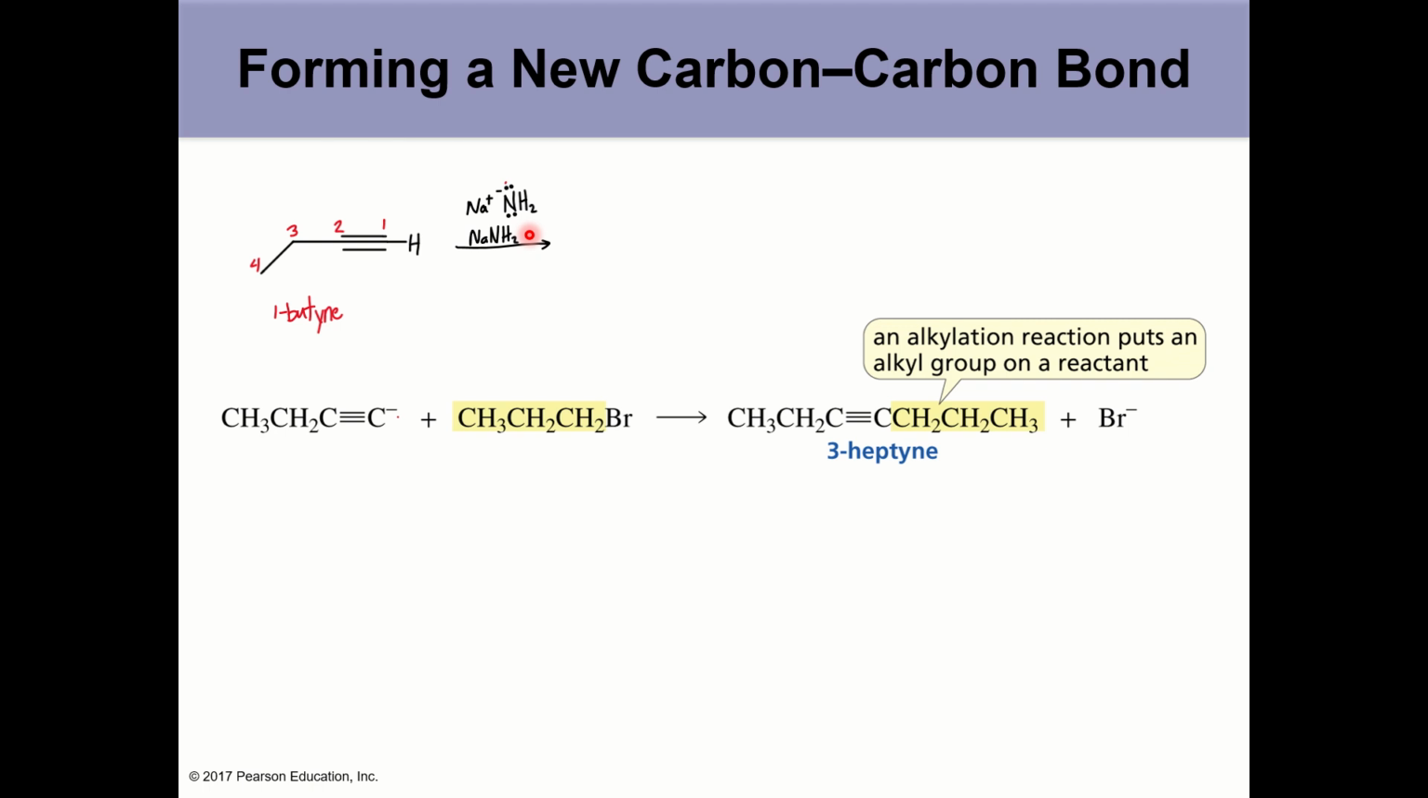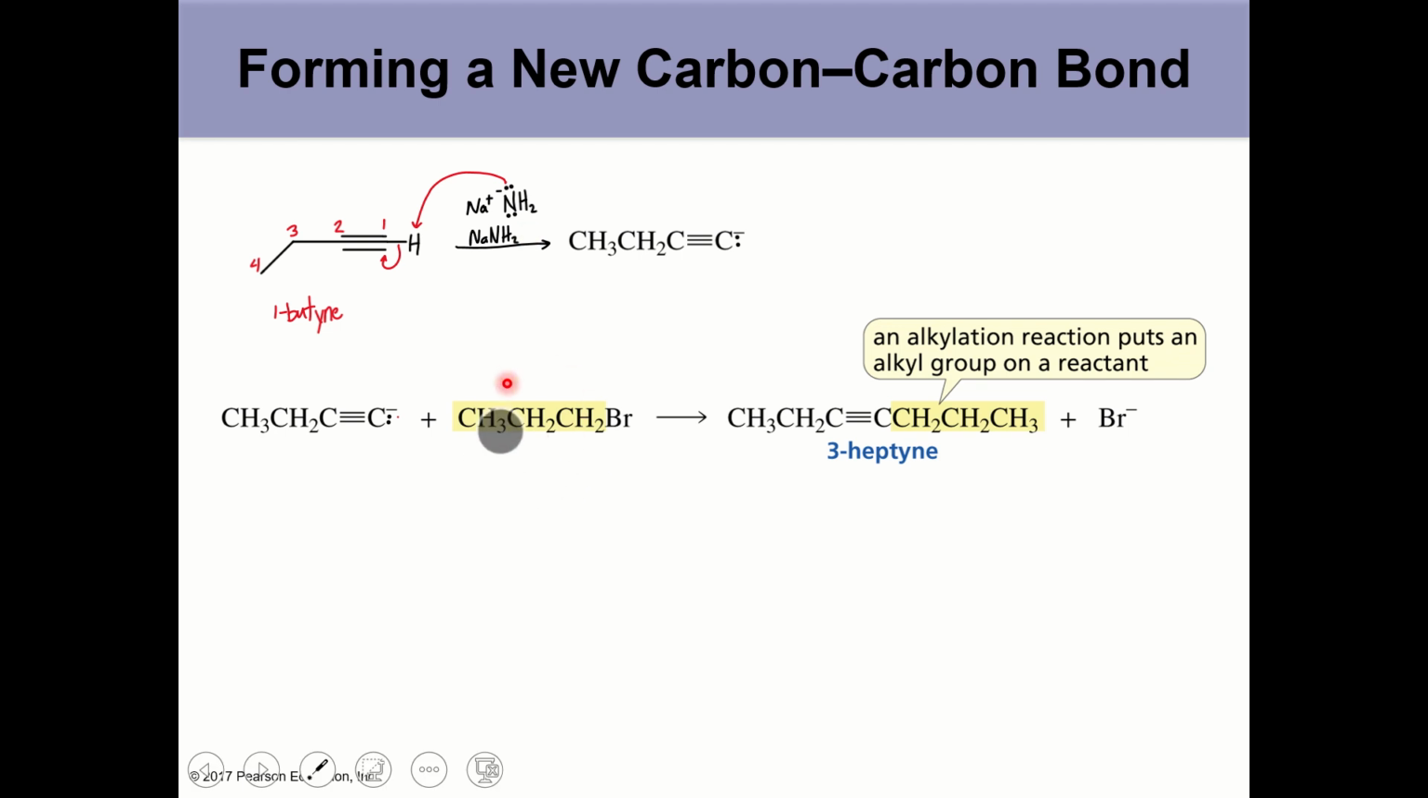Amide anion is going to act as our nucleophile, donating a pair of electrons to remove a proton. The carbon to hydrogen bond electrons are going to move to the terminal carbon of the alkyne, producing the acetylide ion. The acetylide ion now has a lone pair and a negative charge that will act as our nucleophile.